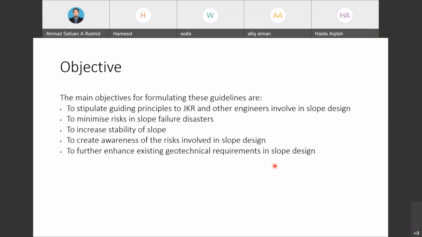So this is the idea of creating this design guideline, to minimize the risk and also to enhance the geotechnical knowledge in slope design.